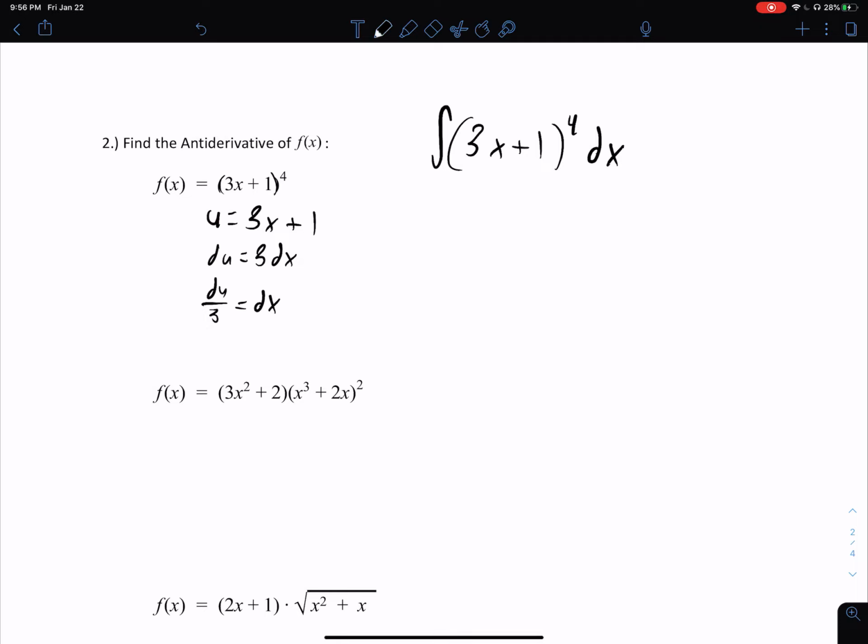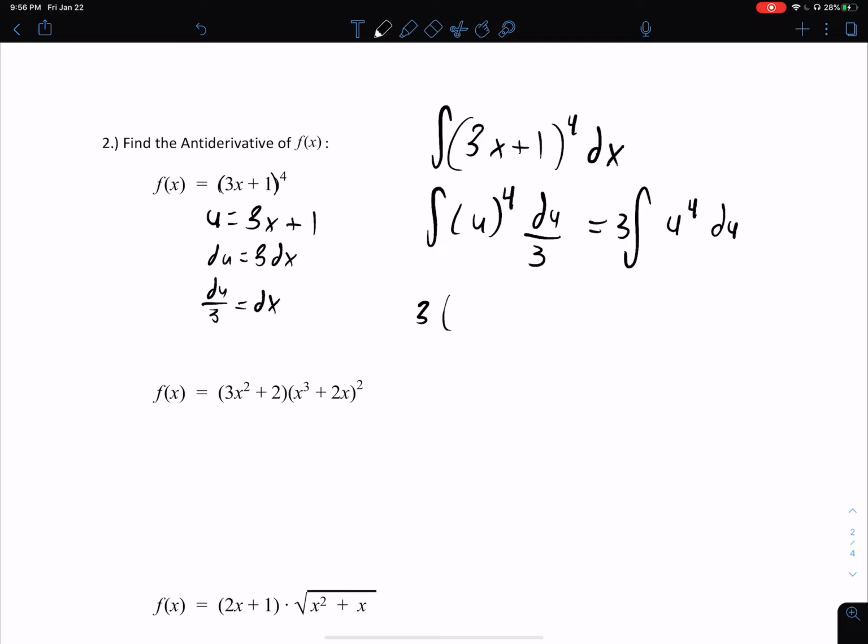So u is equal to 3x plus 1. So we'll make that u, and then it'll be to the fourth. And our dx we know is equal to du over 3. So we'll do du over 3. And then when you have constants like this, you can pull it out front. So that is equal to 1/3 integral of u to the fourth du. Then you integrate it like a normal problem.